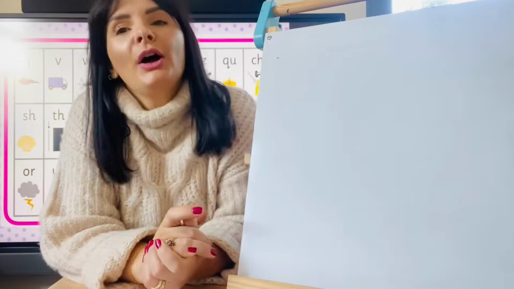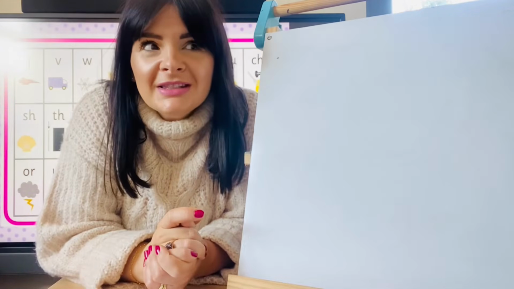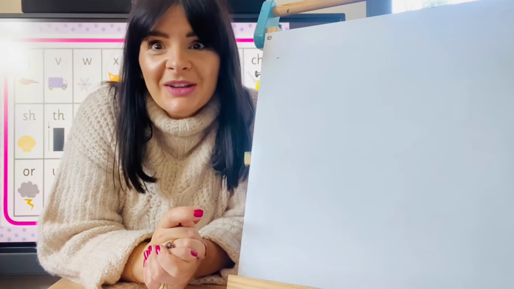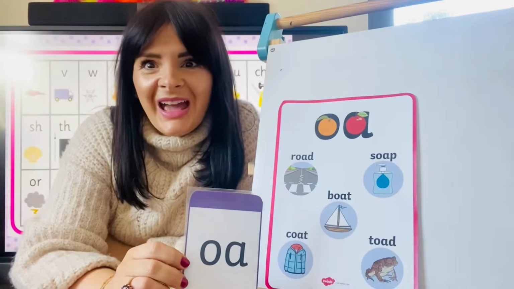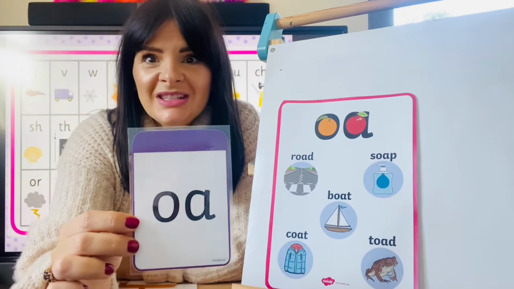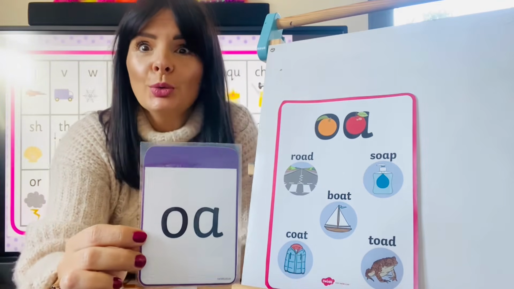Well done. Okay, today's digraph, let's see what it's going to be. Oh, did you see the billy goat? Oh, oh, oh. Did you see the billy goat under the old oak tree? Yes, the digraph today is oa.